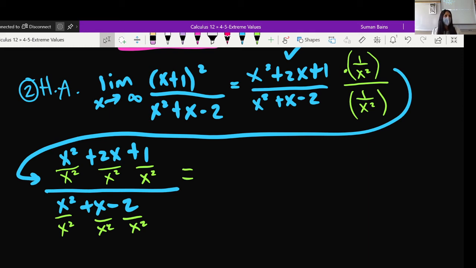Are we good so far? Probably still feeling like, what? Why is she doing this? Let's keep going, and then hopefully it's all going to come together at the end.